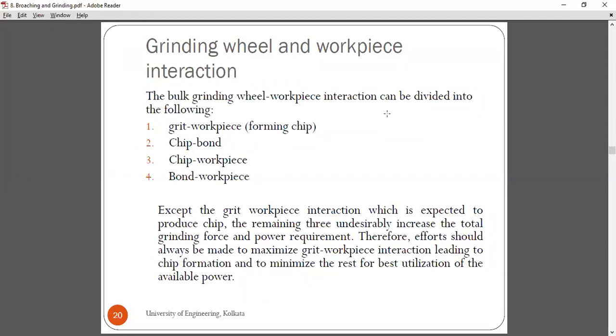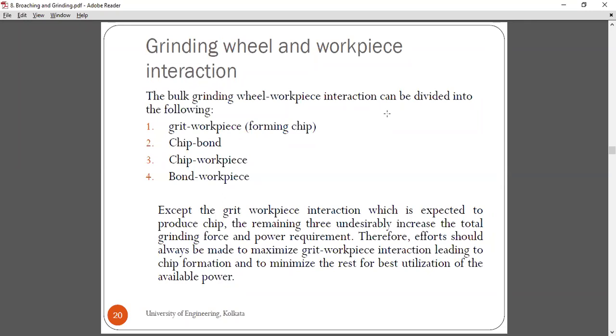When the bond and the workpiece come in contact, there is no material removal. However, the bond is removed from the grinding wheel, and that is why we see that the grinding wheel becomes smaller in size. Okay, that it wears out. It is not the grits that wear out, but the bonding material that debonds.